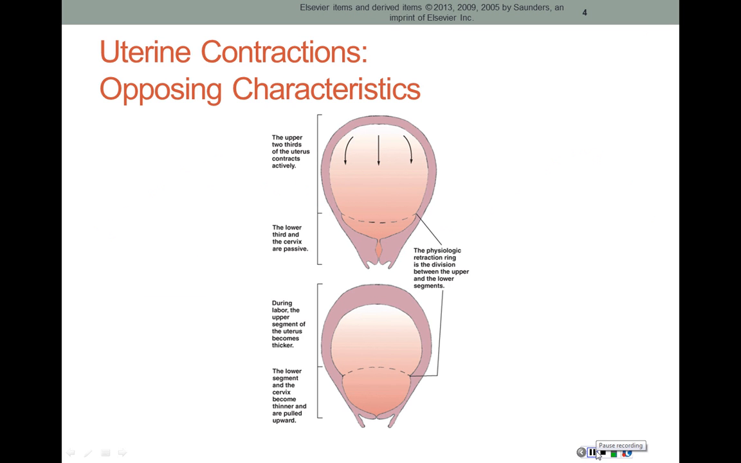So this slide is talking about the uterine contractions and the opposing characteristics of the uterus. While labor is going on, the upper part of the uterus contracts actively, and the lower part of the uterus is not. This is to help push the baby down into the birth canal and out of mom.